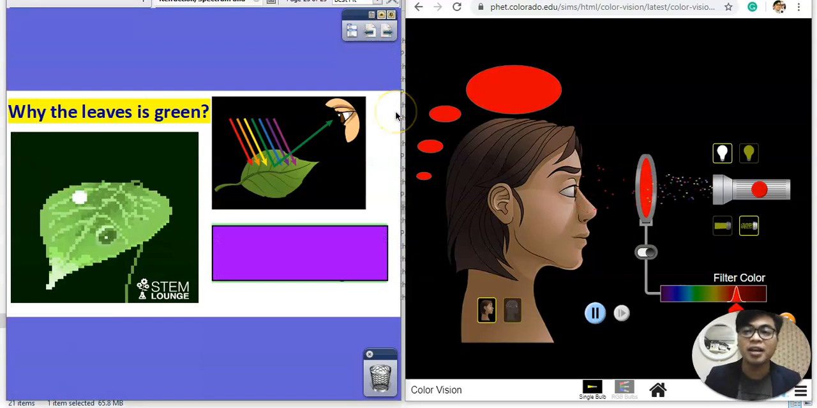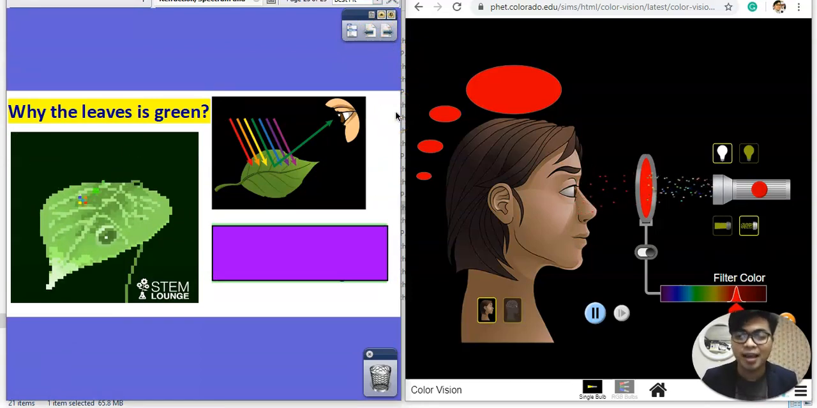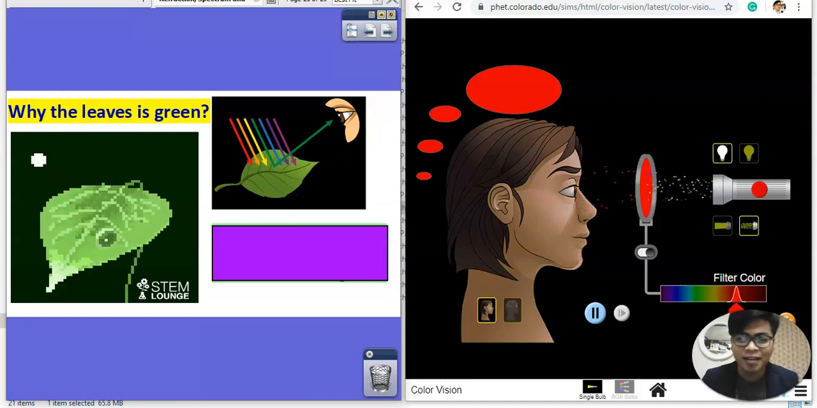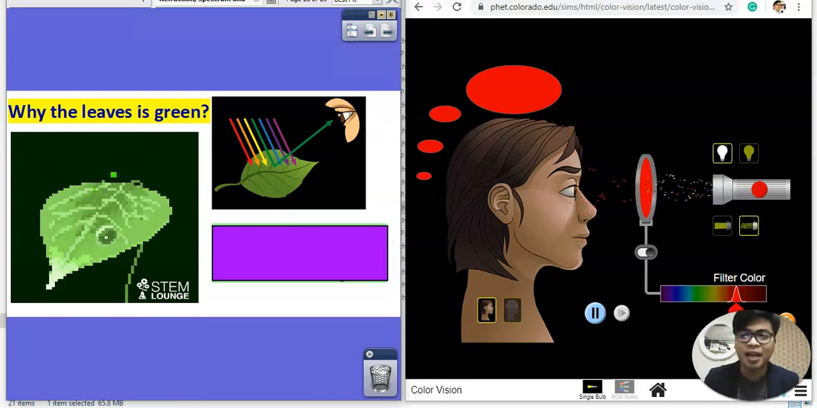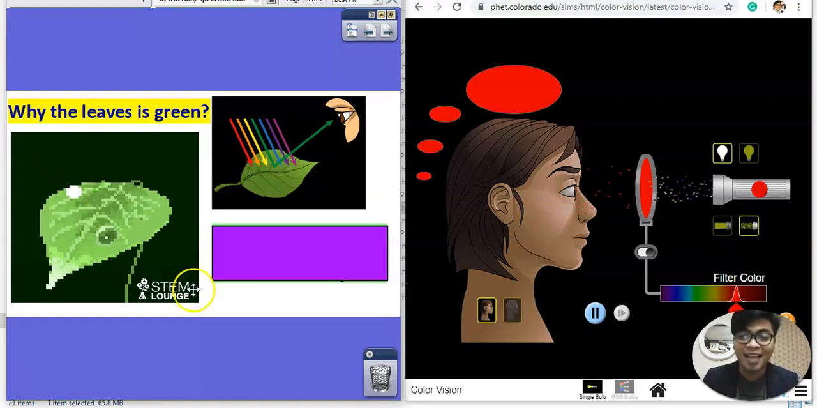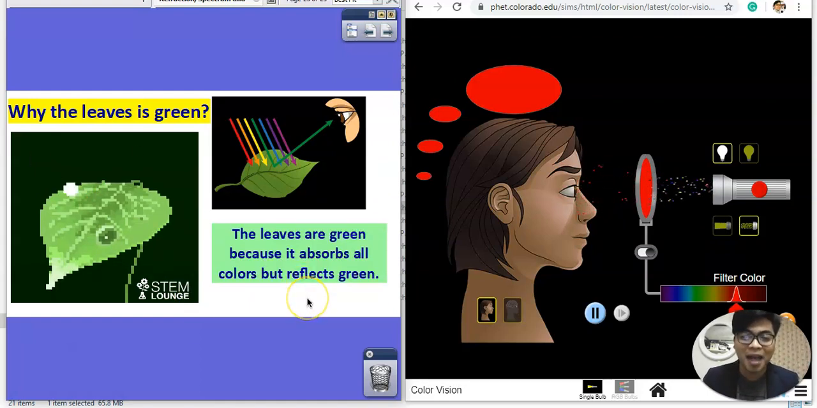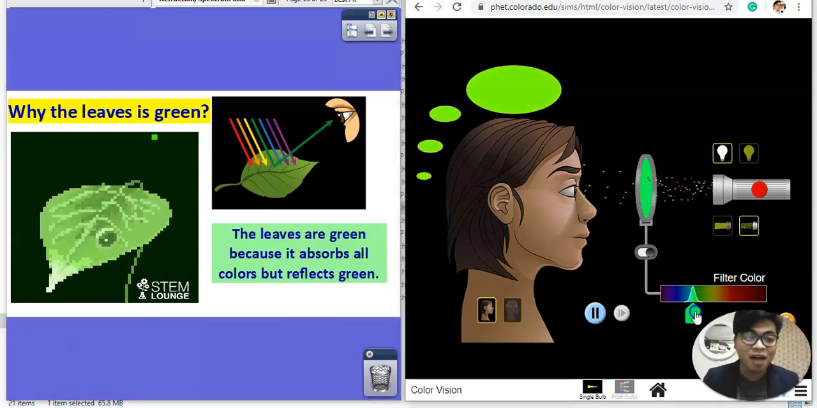So let's take a look here at the leaves. It's very green, and it's usually very relaxing to the eye. So why do you think the leaves of the trees or the plants are green? Exactly, because they absorb all the colors, however they reflect the color green, and that's why we see the leaves of the plants as green.